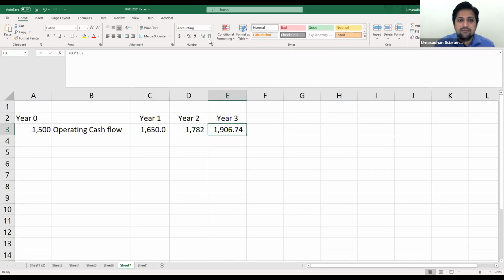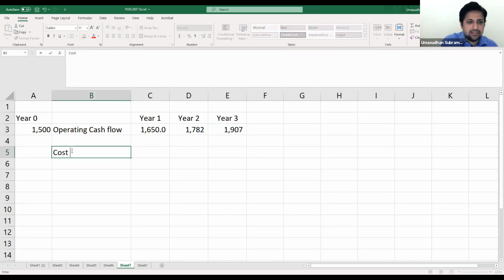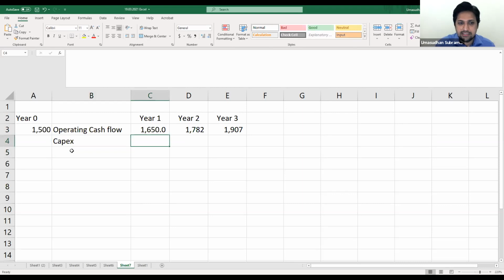Okay, now we need to first identify, let's say, what is your cost of equity. So before that, you need to deduct your CapEx, your capital expenditure. Let's say capital expenditure is like, let's say, 10% of your cash flow.